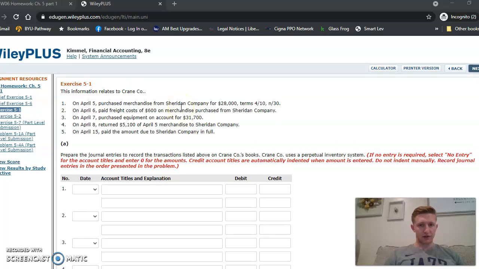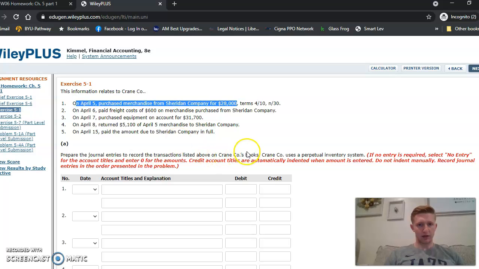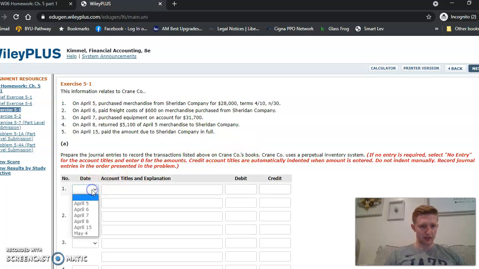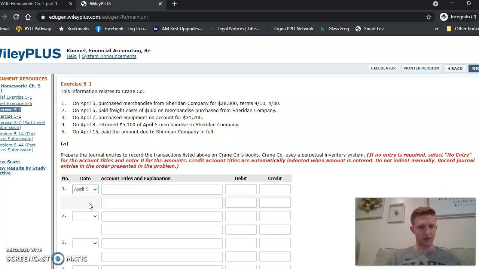So the first transaction that we need to record here is on April 5th. It says that Crane Co. purchased merchandise from Sheridan Company for $28,000, terms 4/10, n/30. So we'll talk in just a minute about what this means. But for now, we'll just record the first part of the entry here. So go ahead and select the date of April 5th. And it says that the merchandise was worth $28,000.